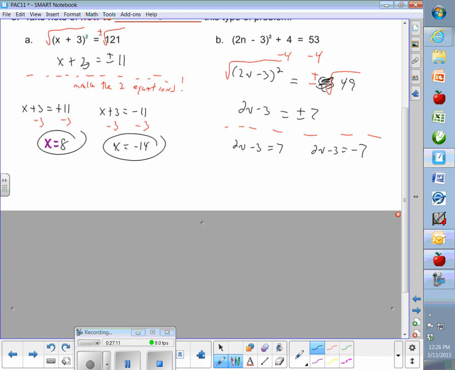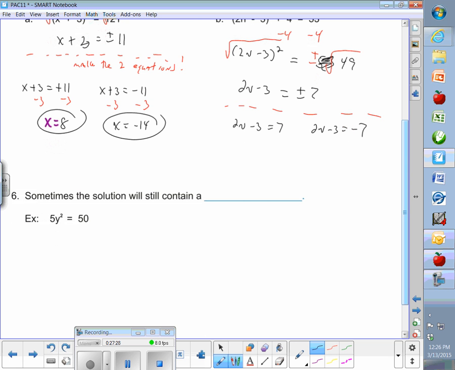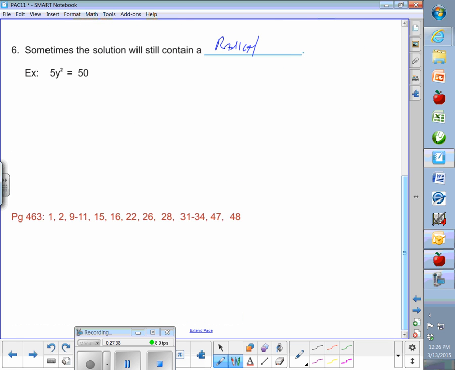By the way, to finish these, aren't we going to have to isolate the variable? Don't we have to move the negative 3 first, add its opposite, and then move the 2? Divide both sides by 2, right? A little bit more involved, but we know how to do that stuff. All right, let me get this last thought. Sometimes the solution will still contain a radical. That's okay.